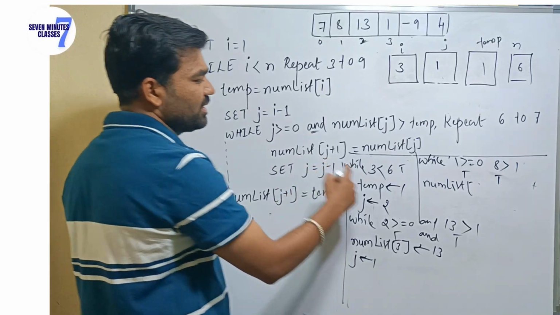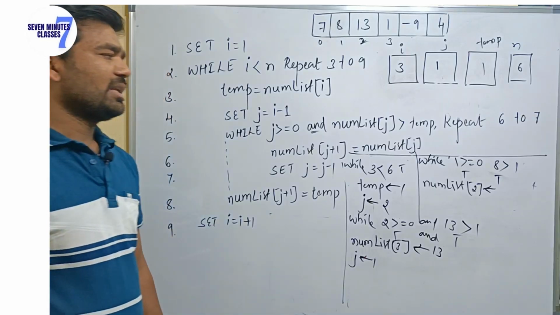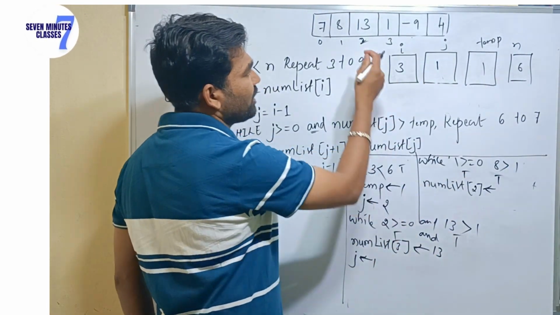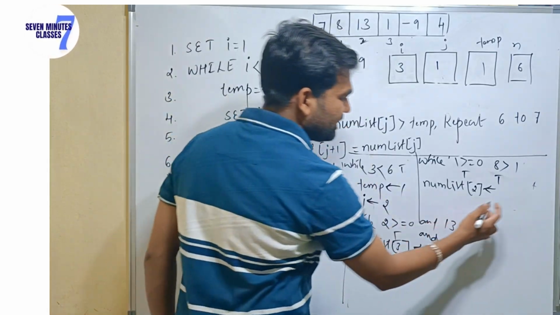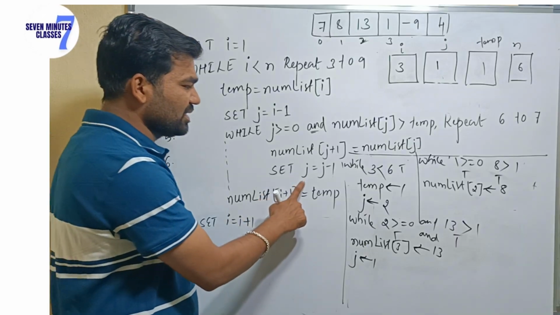What is the value of j? 1. 1 plus 1 is 2. Into this, num list of j. What is the value of j? 1. Num list of 1. What is num list of 1? It is 8. So 8 goes to this. Not yet completed. Again I have to change the value of j.